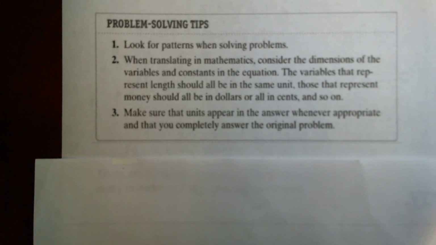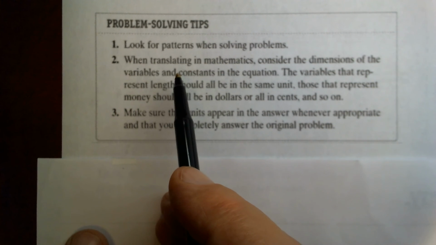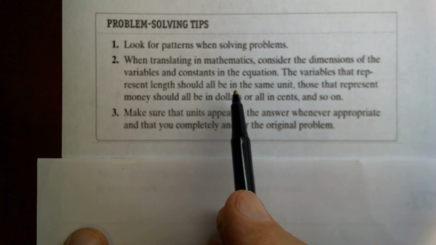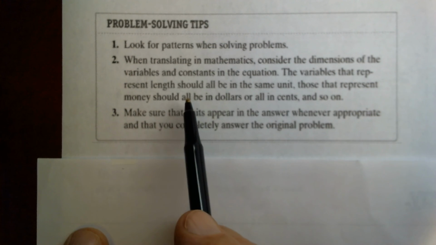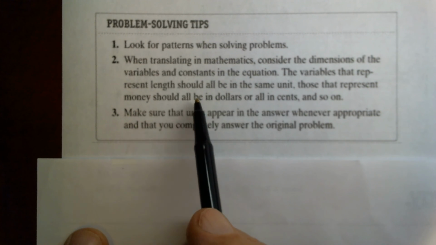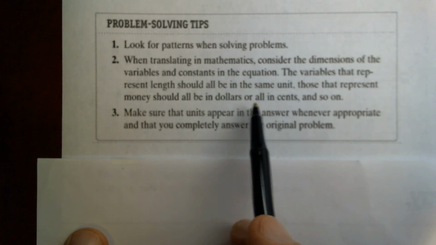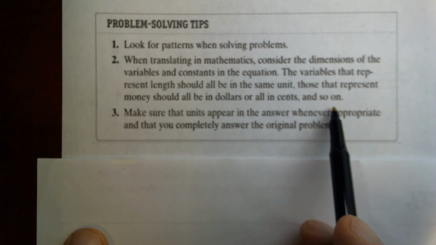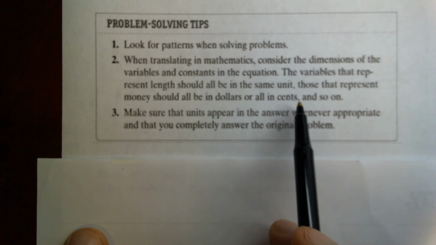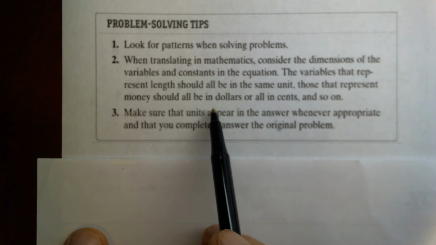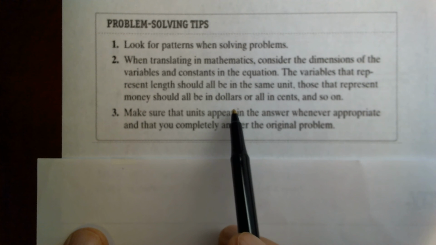And then there are some problem-solving tips. When solving problems, look for patterns, which sometimes reveal a method for solving the problem. And when translating mathematics, consider dimensions of variables and constants in the equations. The variables that represent lengths should all be in the same unit. Those that represent money should all be in dollars, or all in cents, and so on. So when we're working with dimensions, length, width, currency values, and so on, we have to be sure they're all consistent.